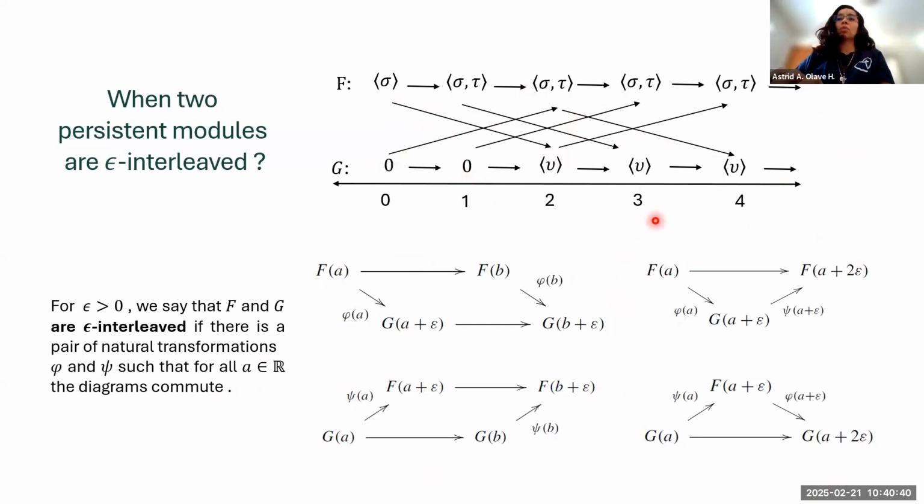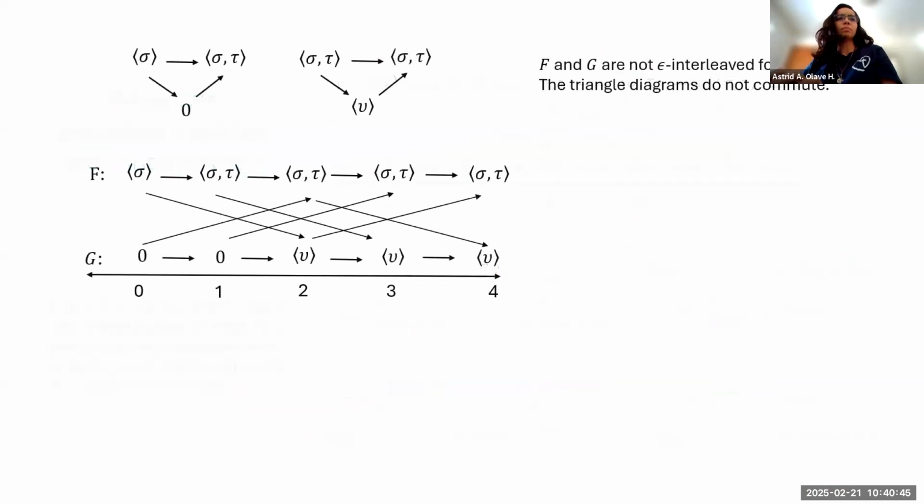And if you notice, we cannot find any epsilon to make this f and g interleave. If I choose sigma to go to 0, I have no way back to go to sigma. And if I choose sigma to go to epsilon and go back to sigma, when I try to do it with tau, it goes back to epsilon and then goes to sigma. So choosing one makes the commutativity of the other not be true. And well, this continues forever. So those are the only possible assignments that we have here on the bottom.